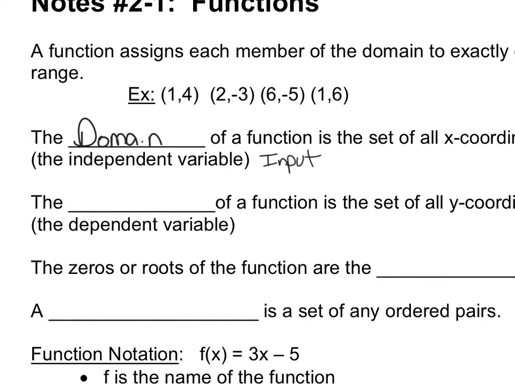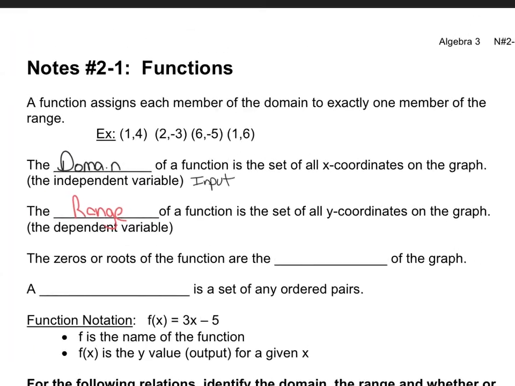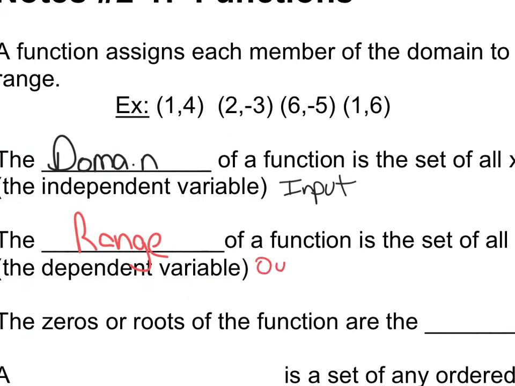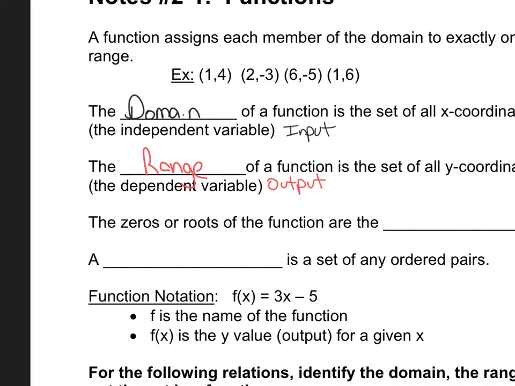You might be able to guess what the next one is. The range of a function is the set of all y coordinates on the graph, the dependent variable or what we get for the output. So you've had those told to you about 1,000 times. If you're having questions, you got to figure it out now.